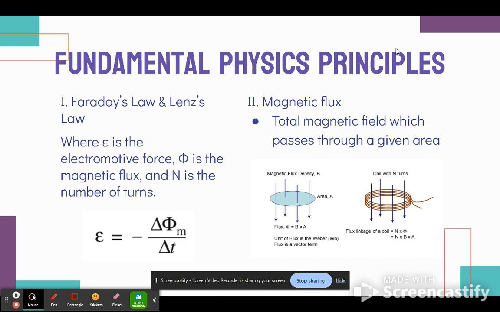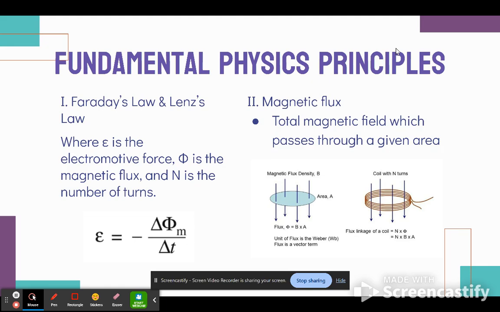So using GlowScript, this lab uses fundamental physics principles, and these include Faraday's law, which states that the induced EMF in a coil is equal to the rate of change of flux, and Lenz's law states that the polarity of induced EMF tends to produce a current which opposes the change in magnetic flux that's produced. And the negative sign in the formula represents this effect. Thus, the negative sign indicates that the direction of the induced EMF and the change in the direction of magnetic fields have opposite signs. Next, magnetic flux is the measurement of the total magnetic field which passes through a given area.